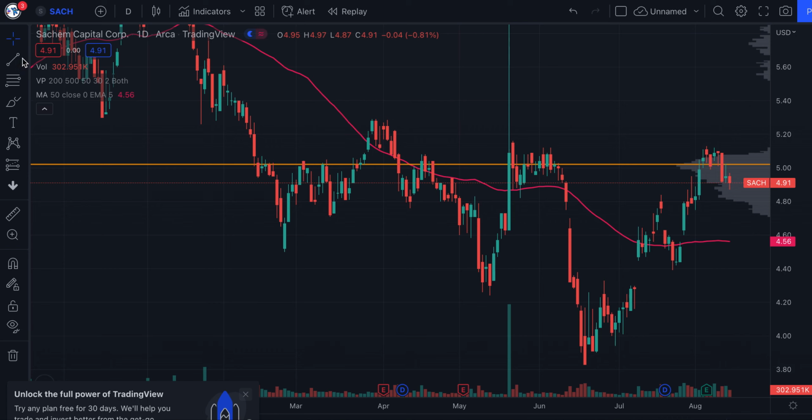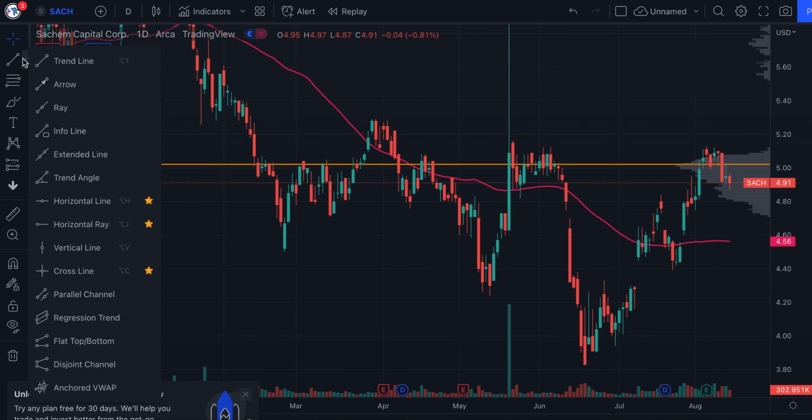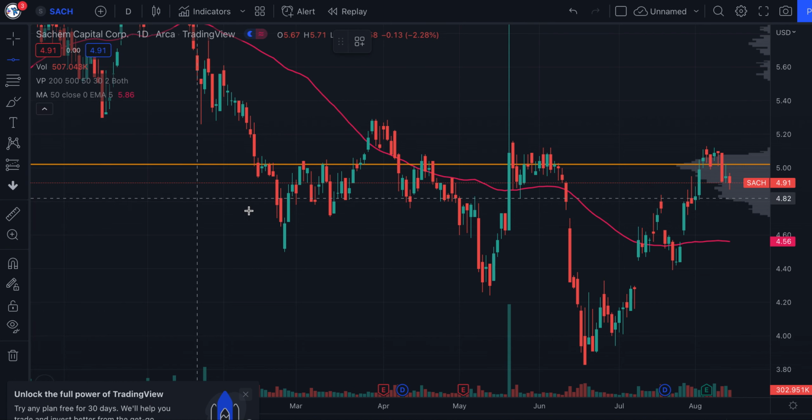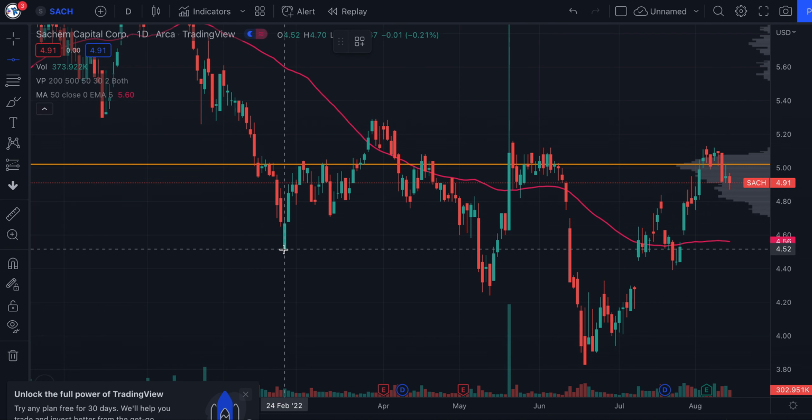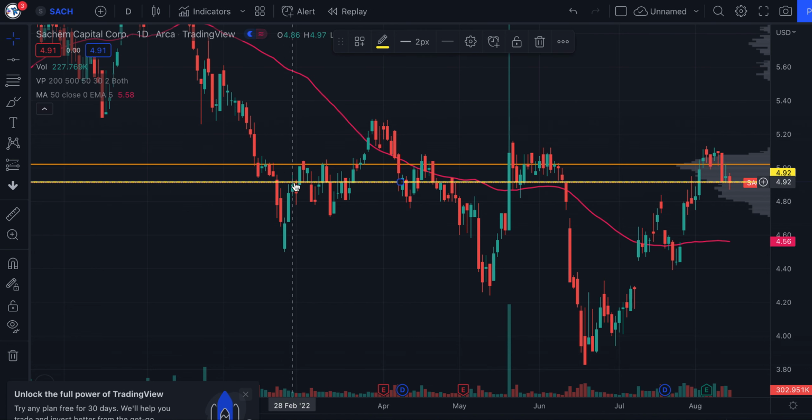The biggest mistake, or the one that hurt me the most, was that I used the horizontal line for drawing my supports and resistances. Probably because it's a very nice, quick way to draw horizontal lines. Wherever you want to draw it, you just click once and it's there.